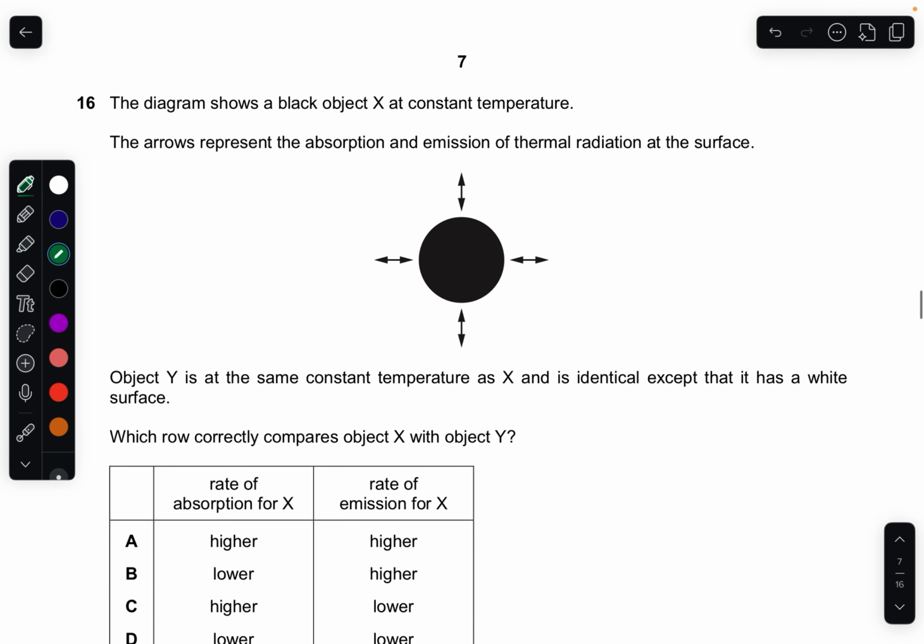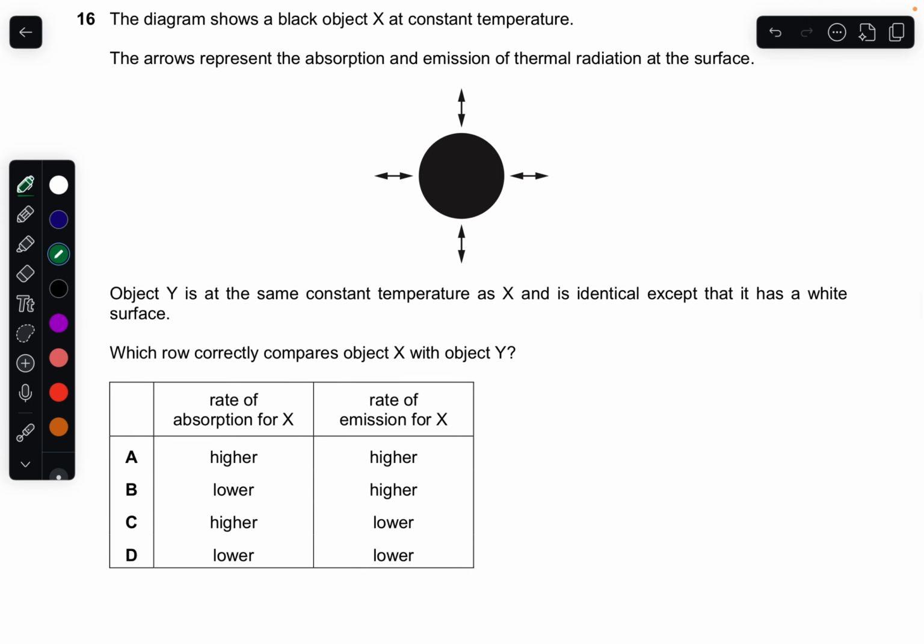The diagram shows a black object X at a constant temperature. The arrows represent the absorption and emission. Object Y is at the same constant temperature as X and is identical except that it has a white surface. Okay, we know good absorbers are good emitters. You need to keep that in mind when they're talking about radiation, and we know black is a good absorber. So black will absorb more, and it will emit more as well. Okay.